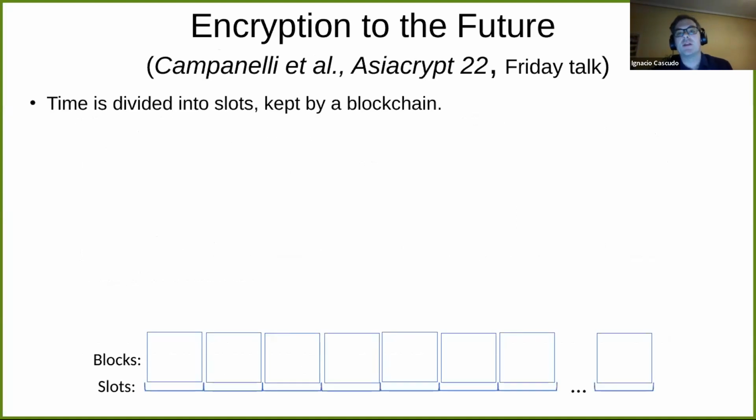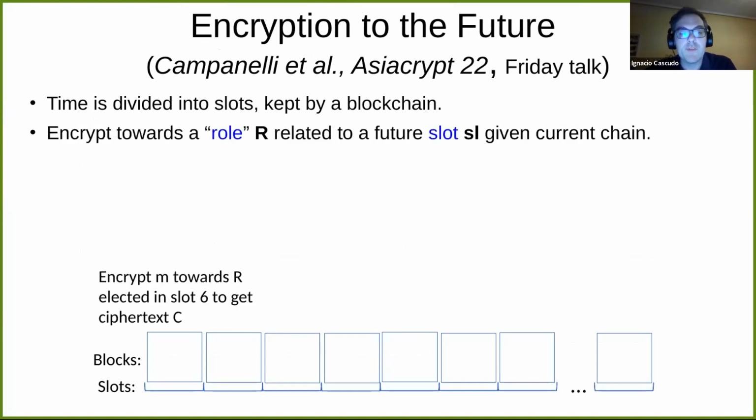Later in this conference, there will be a presentation about the paper "Encryption to the Future." This is on Friday, and the approach consists of the following. Time is divided into slots that are kept by a blockchain, and when you want to encrypt information towards a certain party, you are actually encrypting towards a certain role in a certain slot of this time frame.